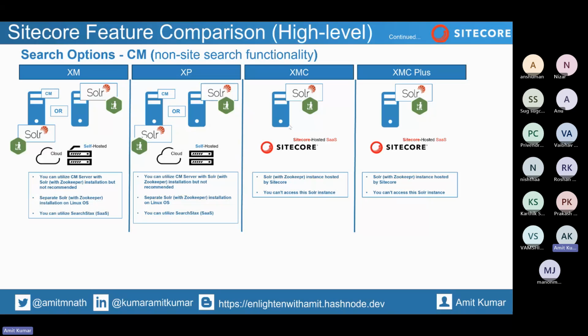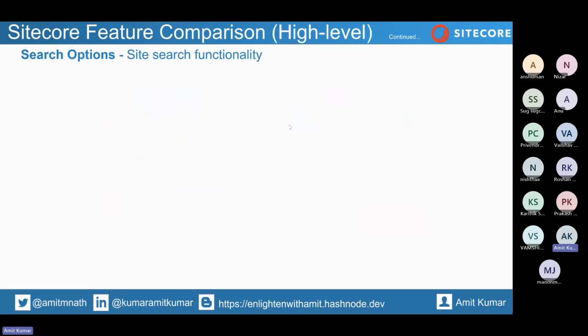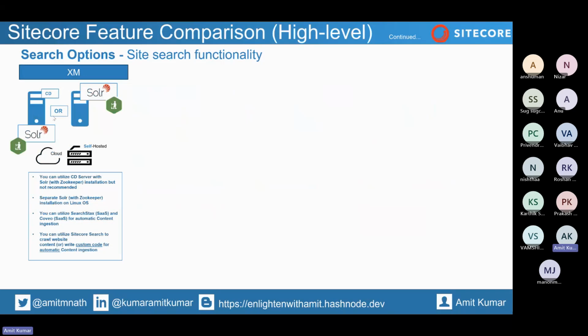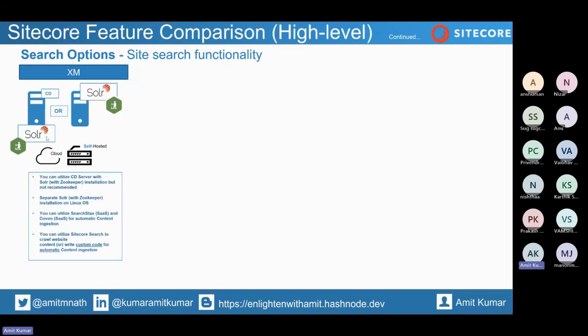Now coming to the site search functionality, which is accessed by your front-end application and the end user. In this, you can set up Solr or Solr with Zookeeper in the CD box itself, depending upon your user load. Or if you have more load, you can utilize any other self-hosted or cloud-based product like Search Stax, or Coveo, where you can do the site crawl. You can also utilize Sitecore Search with crawling, or the search ingestion API if you need to move dynamic content, because currently there is no connector that will automatically publish to Sitecore Search when you publish from your CM. But Coveo has a connector for that.